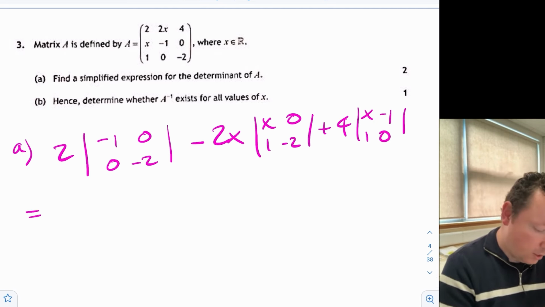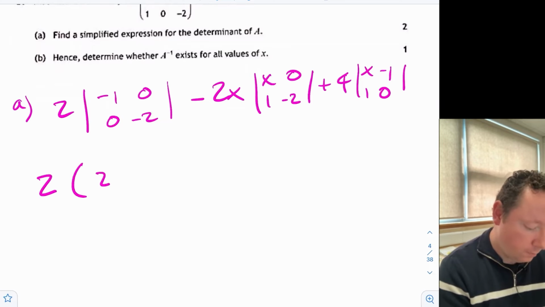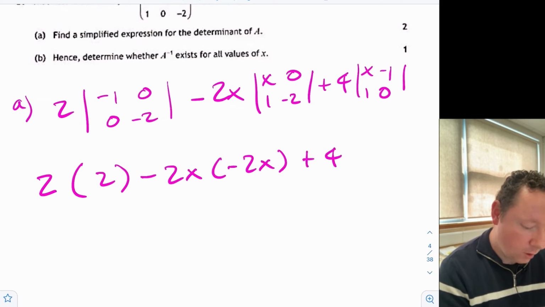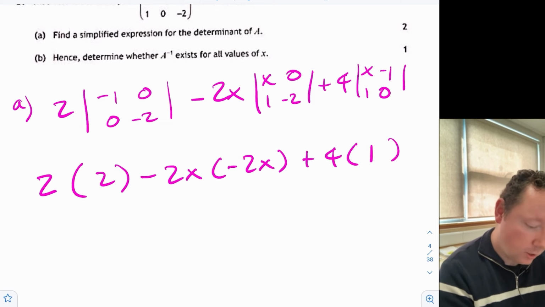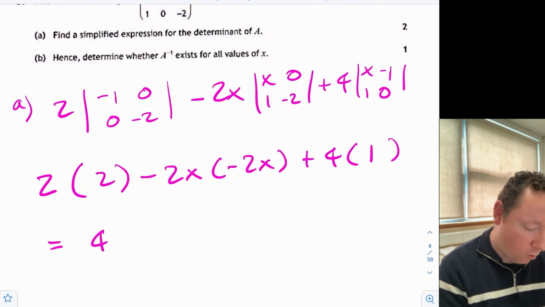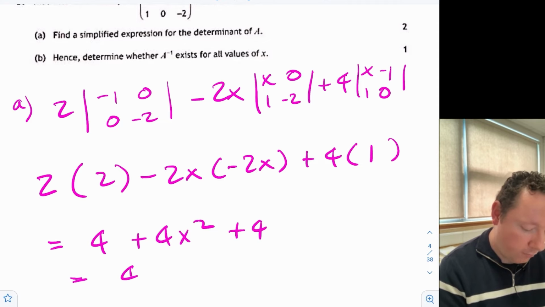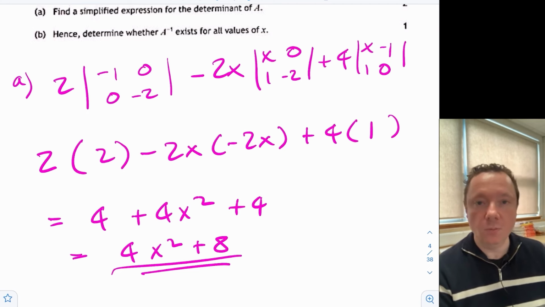So that gives us 2 times 2, minus 2x times minus 2x. Plus 4 times, and be careful now, it's just 1 because it's 0 minus minus 1. So that gives us 4 plus 4x squared plus 4, or a nicer way, 4x squared plus 8. And we're done there. Let's move on to part B.